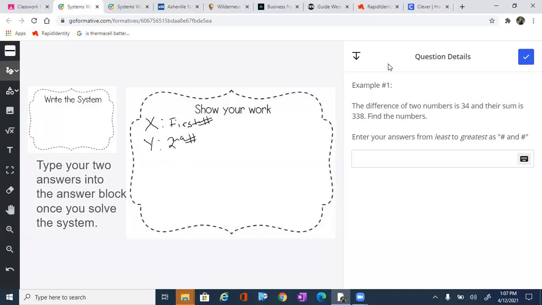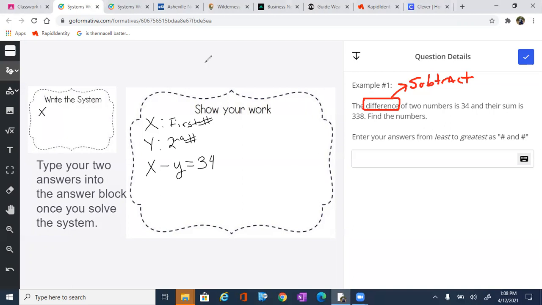It says the difference of the two numbers. Just as a reminder, when we say the word difference, we are thinking that we are going to subtract them. So we're going to subtract the two numbers and say it is 34. Let's take the first number, X, and subtract the second number, Y, and we're going to get a value of 34.